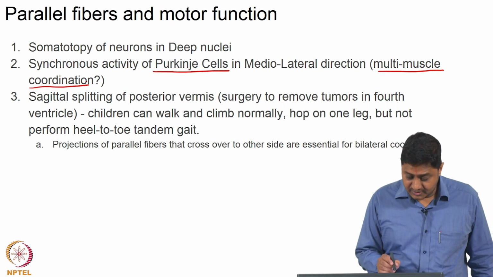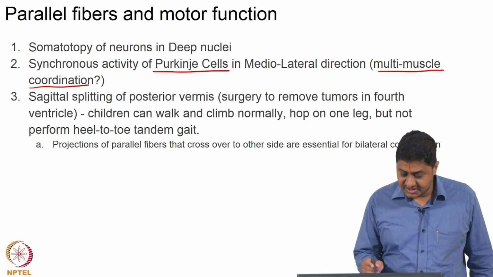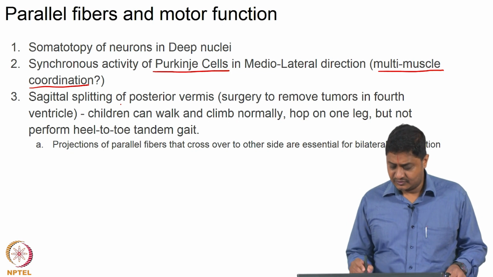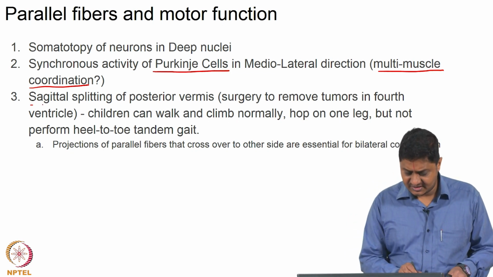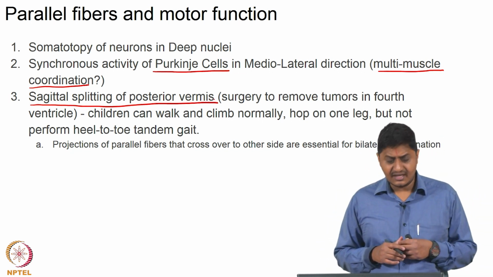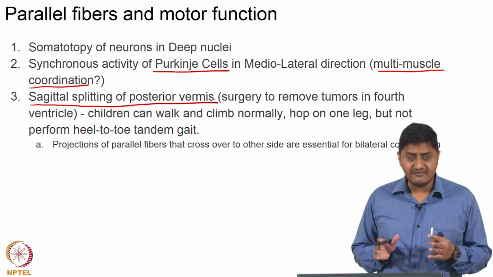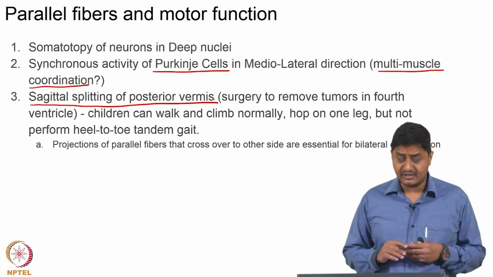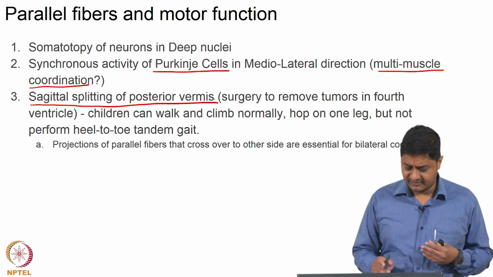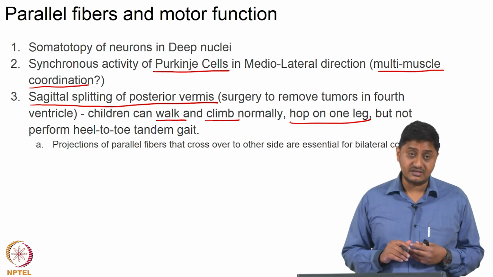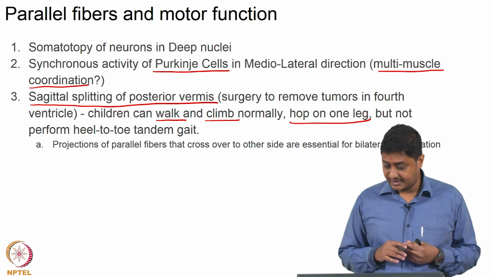What we should also remember is that a surgery that is performed in children where there is a tumor in the fourth ventricle. So, surgical removal of this tumor causes sagittal splitting of the posterior vermis. In these kids they can perform many daily life activities quite normally. You will not be able to find differences in many activities such as walking, climbing, hopping on one leg, which is a relatively tough task, hopping on one leg.